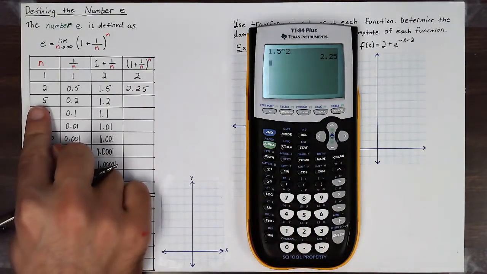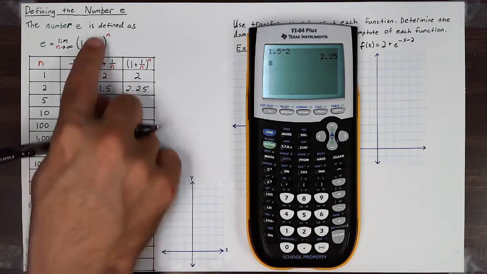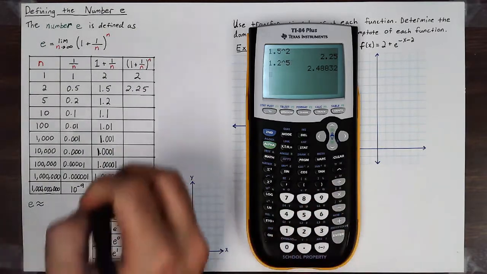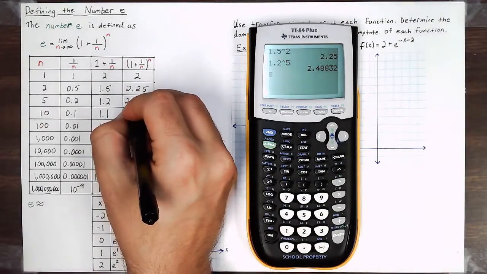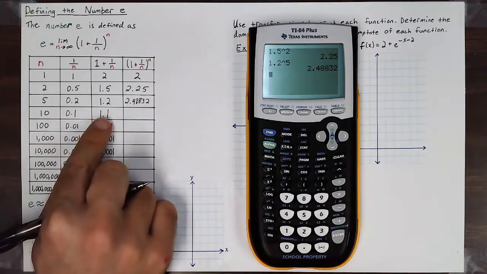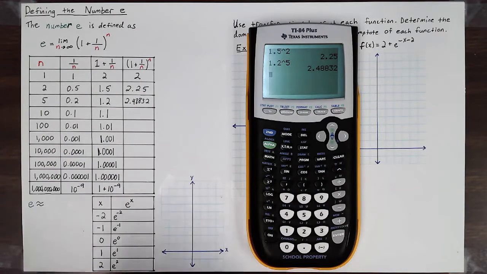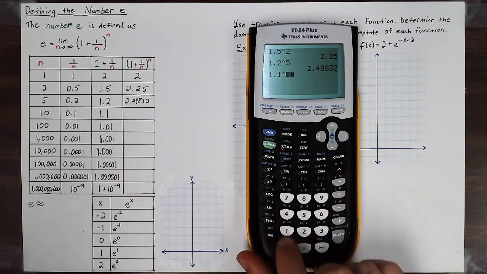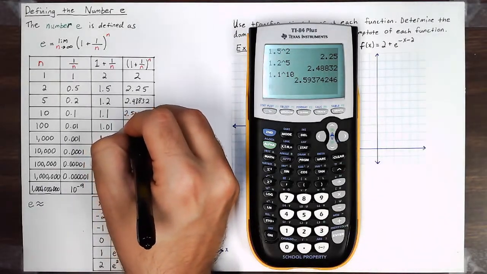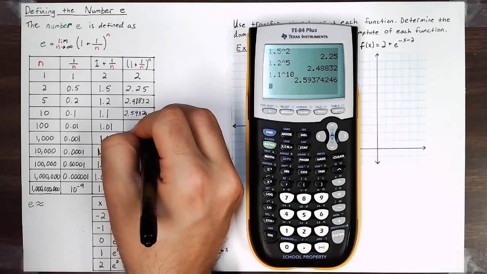Now I'll plug in 5, which gives me 0.2 for my 1 over n. Then you add 1 to get 1.2. Now we'll raise that 1.2 to the fifth power. This gives me 2.48832. Then I'll raise 1.1 to the 10th power, which is what you get when you plug in 10 for n. So 1.1 to the 10th gives me 2.593742.